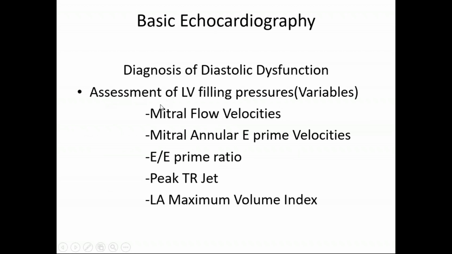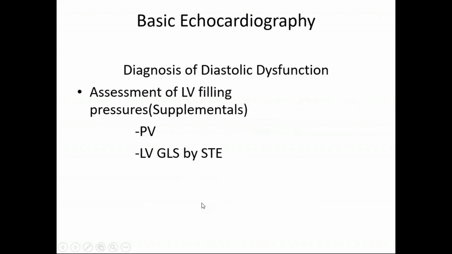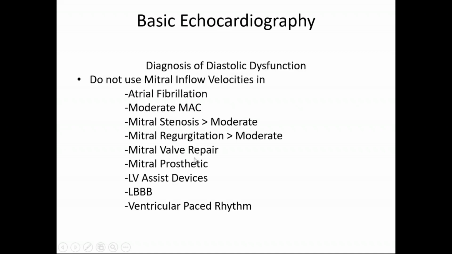All right. So again, the variables you're going to look at are your mitral inflow velocities, your E to A ratio, your E to E prime ratio, the peak TR velocity, and the left atrial volume index. Other things that can help you are your pulmonary vein flow, or you can look at the global LV strain by speckle tracking echo.